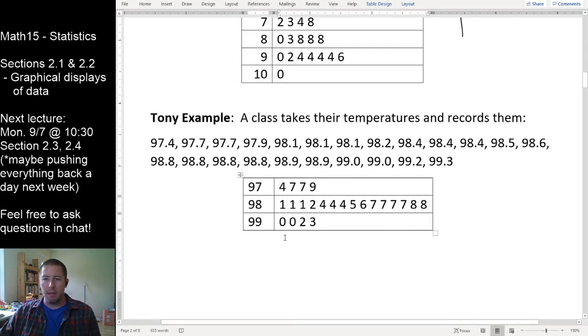I made my stem and leaf plot. This is technically the correct stem and leaf plot for this. The problem here is that our values are all kind of packed up around a couple stems, and there's not really a much better way that I can break this down.